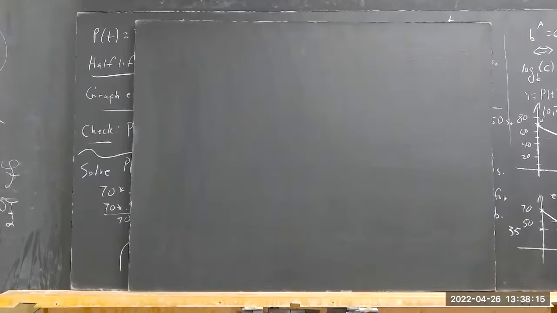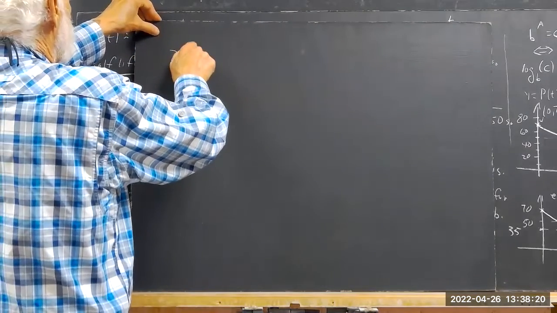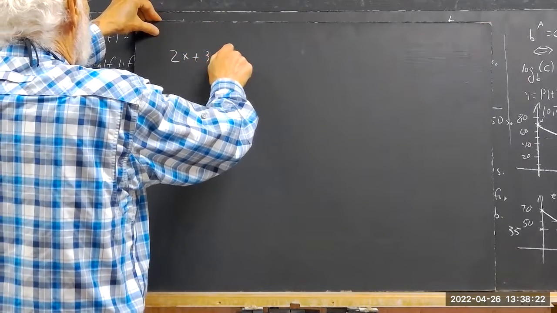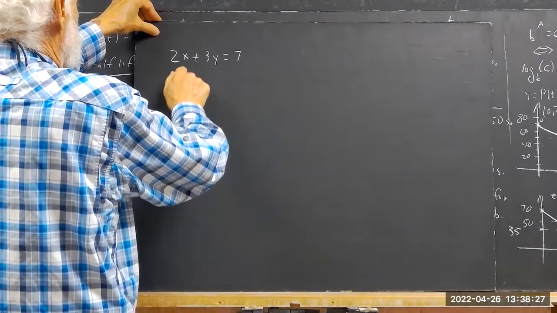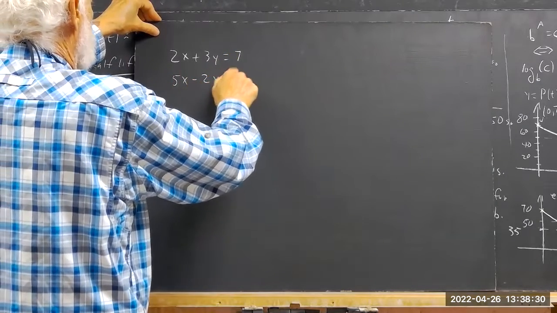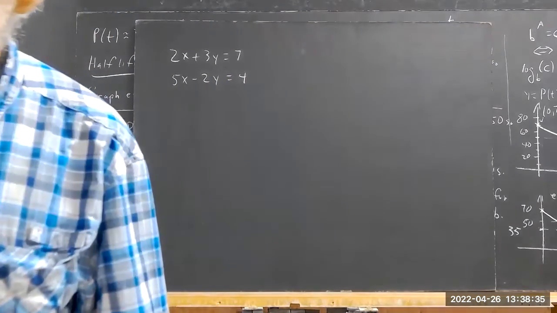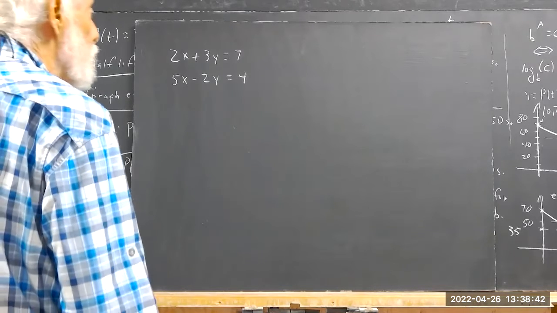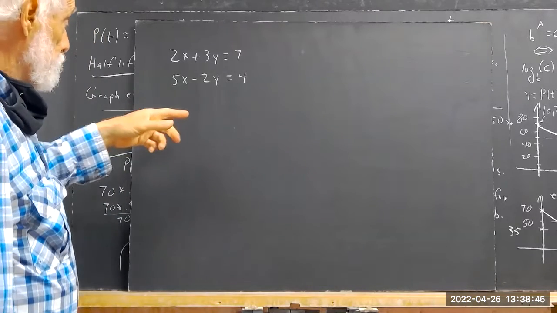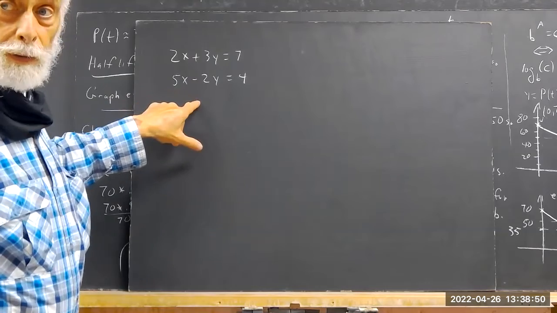Okay. Let's just take the equation 2x plus 3y equals 7, and 5x minus, what is it, 4y, 2y equals 4. Okay. We can graph this equation and we can graph this equation.